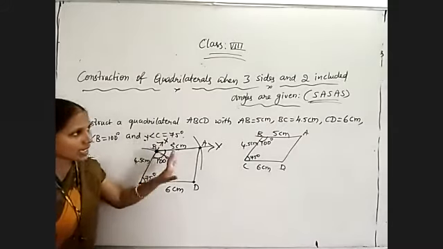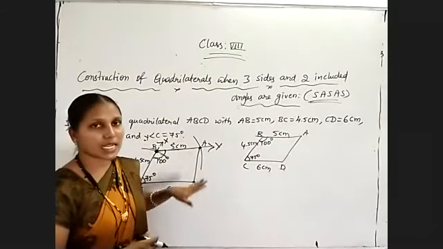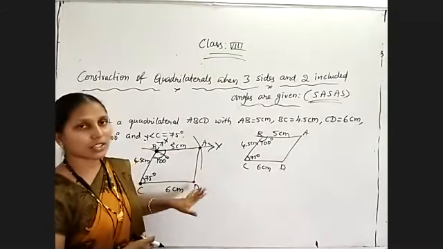So take any of the given line segments as base, but whatever angles are given, where you have constructed the angles, on that side only you need to take the distance with arcs, because the angles are included angles.